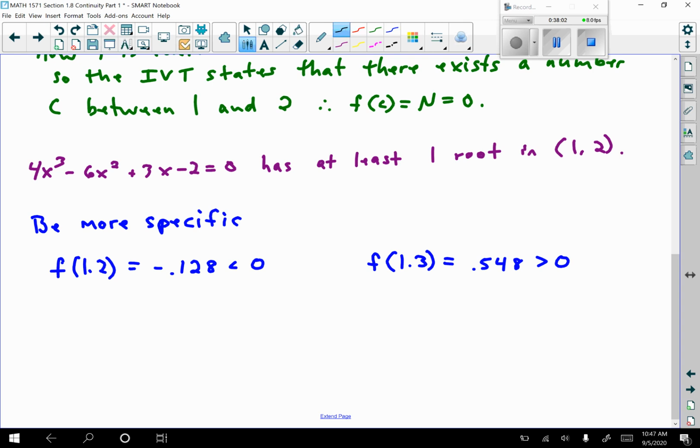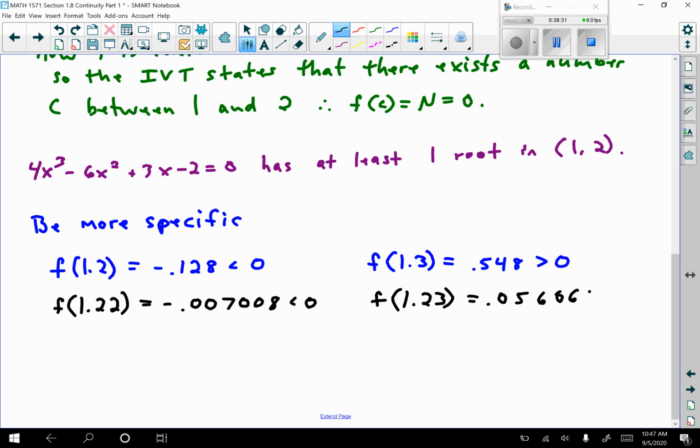So maybe let's try f of 1 point, and you could pick any number slightly above 1.2, so I'm going to try 1.22. So this is actually giving me a negative 0.007008, so I'm still less than 0. Let's try f of 1.23, and here I get a 0.056068, which is greater than 0. So I'm becoming more specific and getting very close here. So we would say, so a root lies in the interval from 1.22 to 1.23.